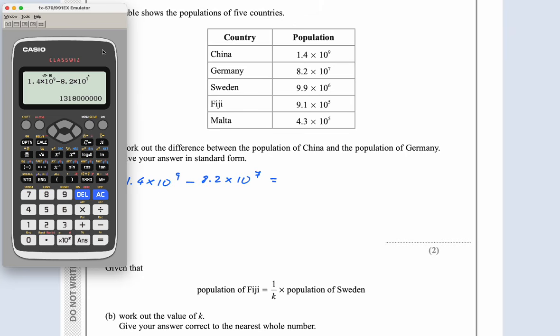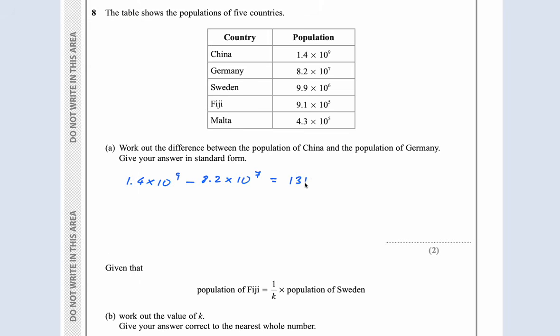And it's this. That's actually a big number, guys. 1318 with 6 zeros. 1, 2, 3, 4, 5, 6. Now you'd expect it to be a big number, guys, because there's way more people in China than there is in Germany. But he wants it in standard form. So I have to do 1.318 times 10 to the power of, I go to here and I go 1, 2, 3, 4, 5, 6, 7, 8, 9. 9 places, so I have to do to the power of 9.